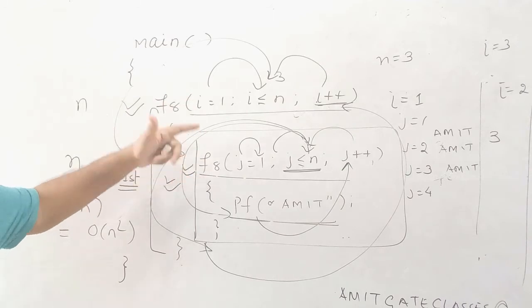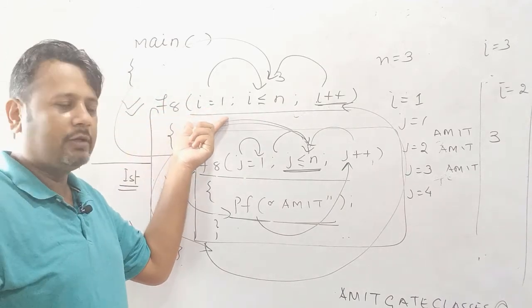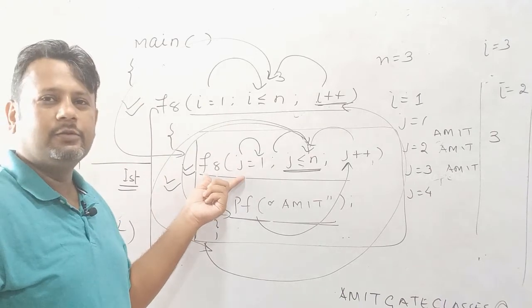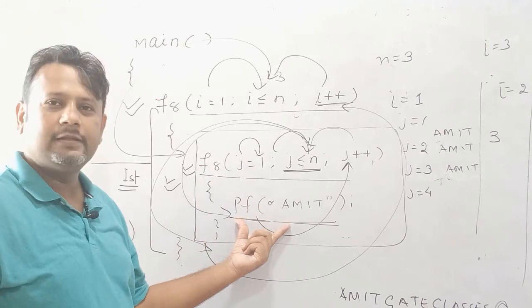So if you are calculating complexity of any program where nested loop is there, simply calculate: if both loops are independent to each other, simply calculate how many times the outer loop is going to run and how many times the inner loop is going to run. Simply multiply those things, and that's all, you will get the result.